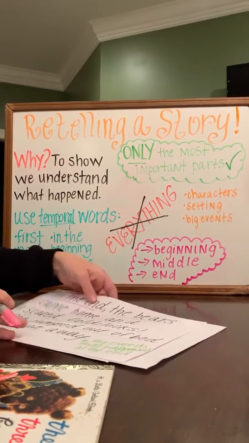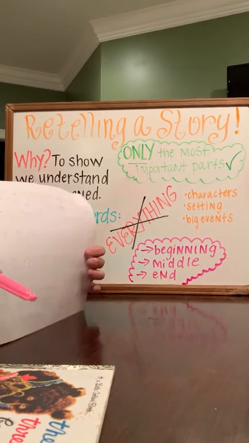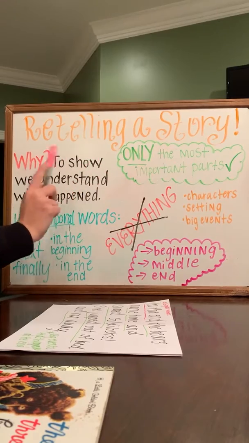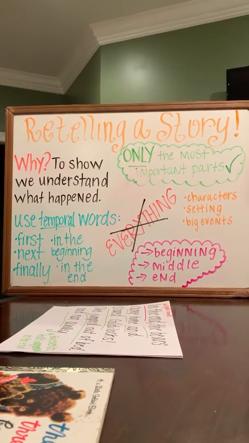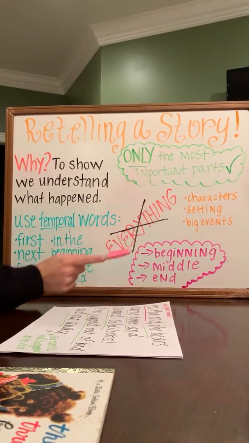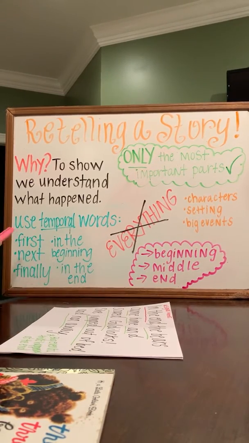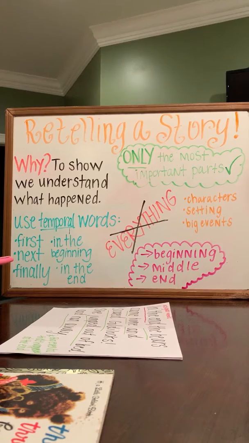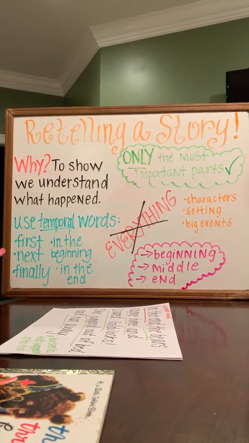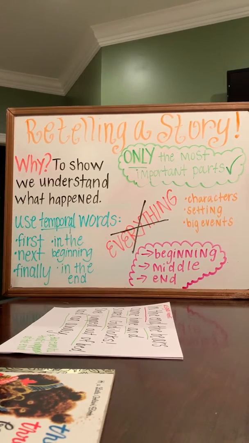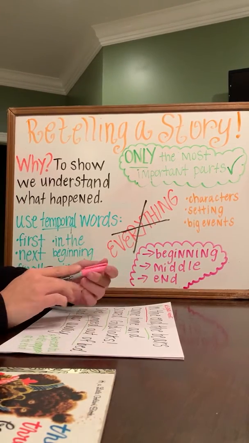So remember when you're writing your own narratives, that you're only focusing on the important parts. That your story has a beginning, a middle, and an end. And that you're using temporal words to signify or to transition to each part. Okay guys, so just keep that in mind when you're writing your own narratives.